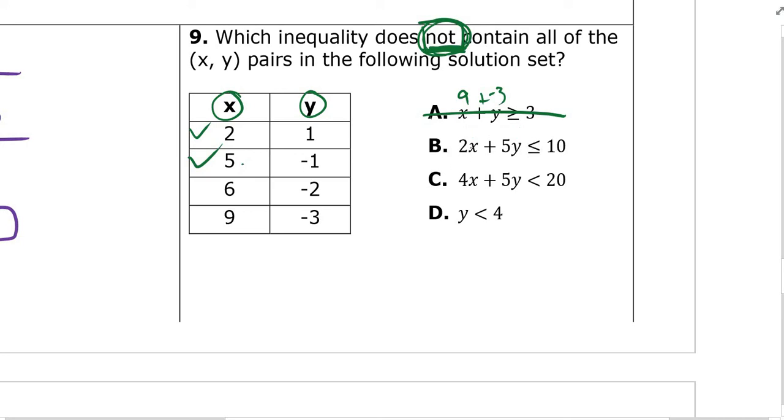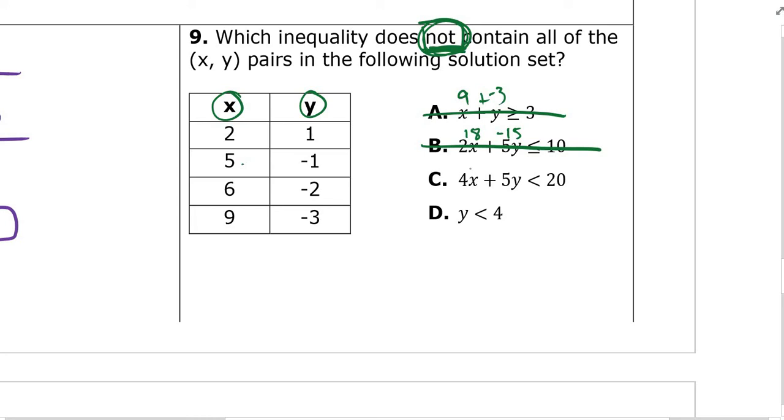6 is my X. 2 times 6 is 12. 5 times -2 is -10. 12 plus -10 is 2. 2 is less than 10. And then finally, 2 times 9 is 18, and 5 times -3 is -15. We're going to be left with 3 total. 3 is less than 10, so that works. So since all of them worked, B is not my answer. We're looking for one that does not work.